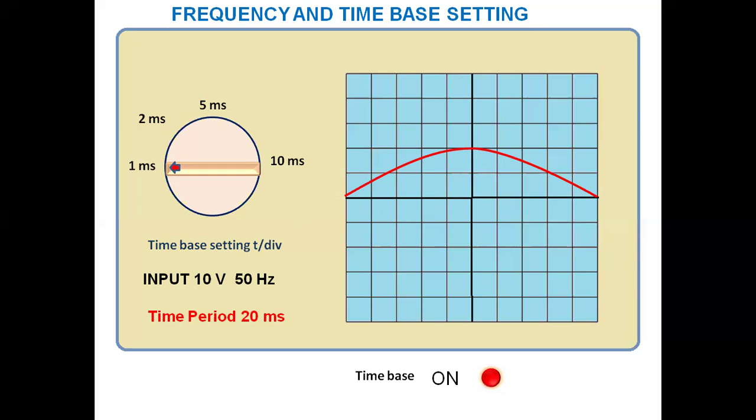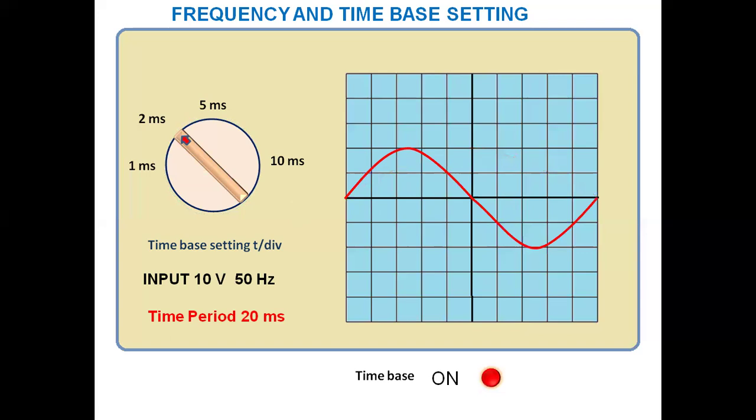So in order to get a complete wave, yes, this is one complete wave and it is showing the time of 20 milliseconds. How? Because each block is now representing 2 milliseconds. So 1, 2, 3, 4, 5. 5 times 2 is 10, the time of half wave. 1, 2, 3, 4, 5. 10 milliseconds. 10 plus 10, 20.